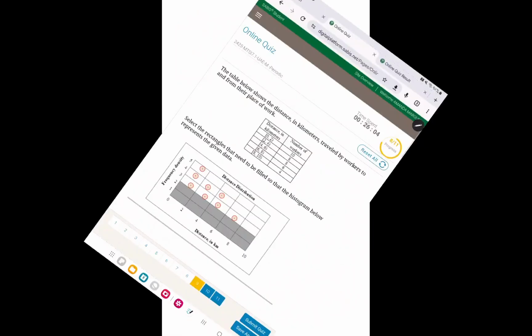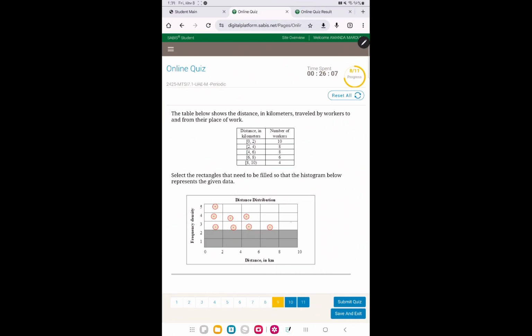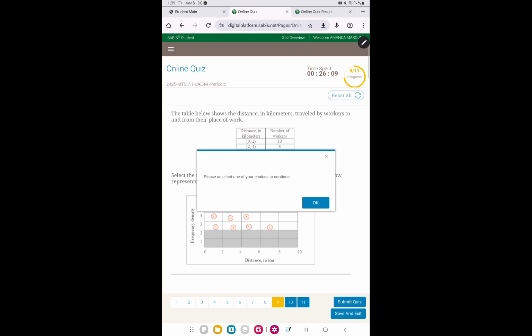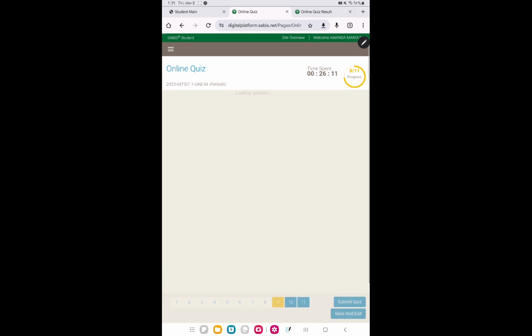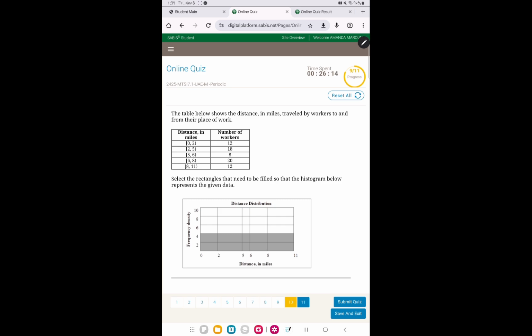If you want to, my tablet flipped, sorry. If you want to double check, you can click here. You will say, please unselect one of your choices to continue. That means it is correct. Now I'll flip my tablet again.